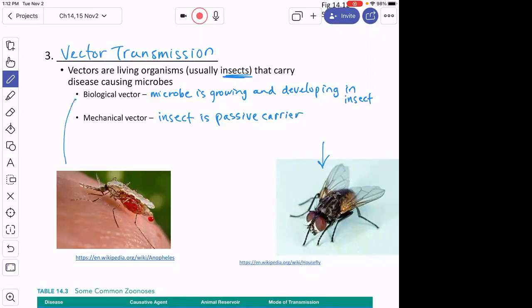Many examples of biological vectors. Mosquitoes. We talked about malaria a little bit, the life cycle of malaria, how part of the pathogen has to grow and divide within the mosquito in order to transmit the pathogen back to us. Mosquitoes are vectors for lots of things. Sandflies are vectors for leishmaniasis. It's a protozoa that causes leishmaniasis. Tsetse flies are vectors for several different things, sleeping sickness.